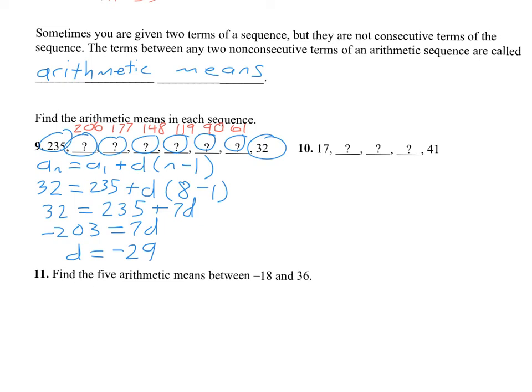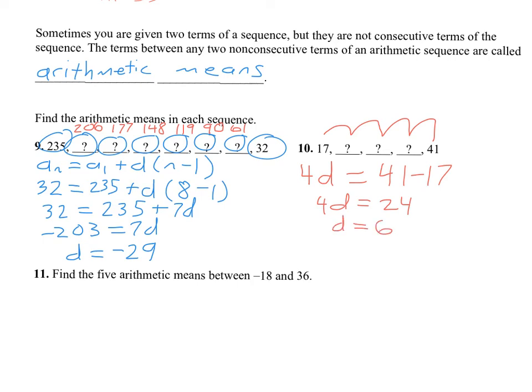So I actually prefer a different method to find D. Okay, so my method is count how many jumps it takes to get from the first number to the last number. So 1, 2, 3, 4. 4 jumps to get from 41 to 27. So each jump is a common difference, 4D, and the distance traveled, you take the last number minus the first number. So 4D equals 24. So D equals 6.